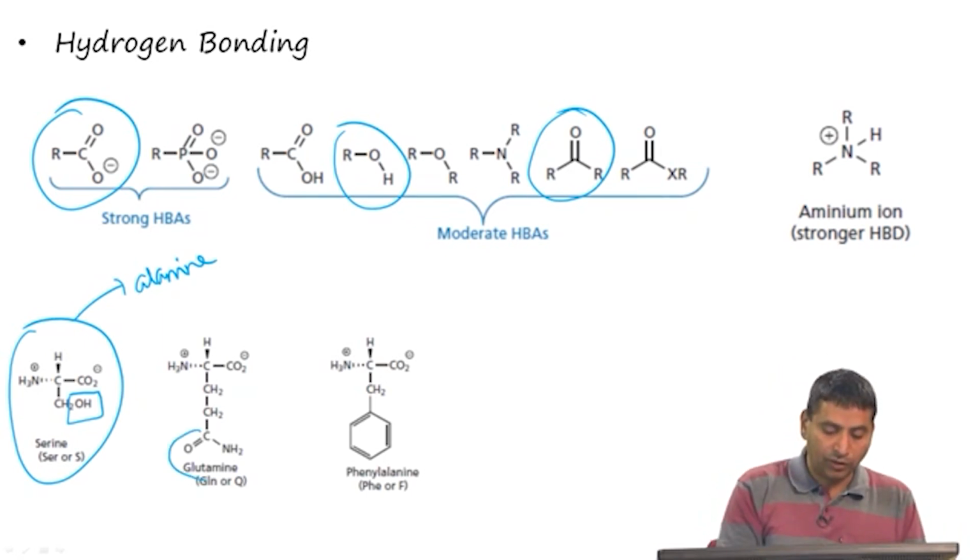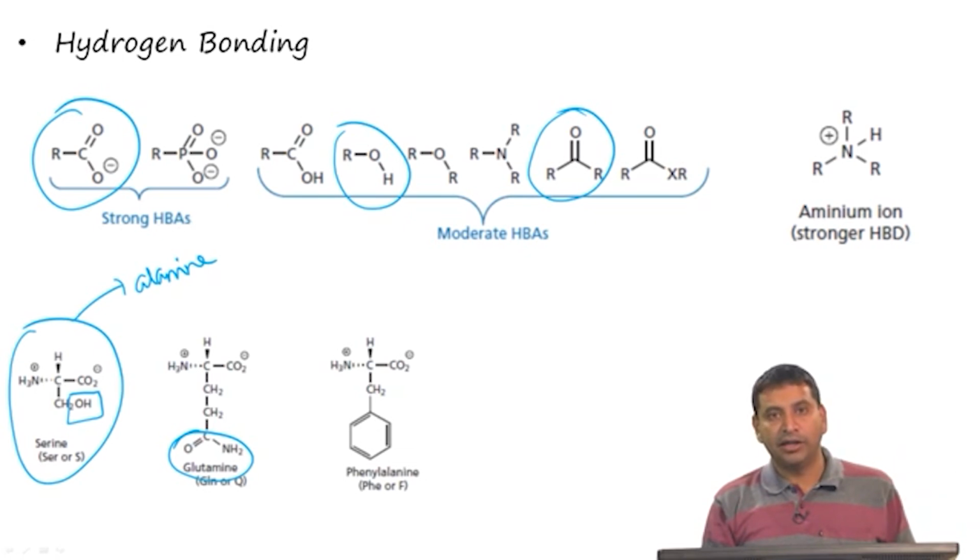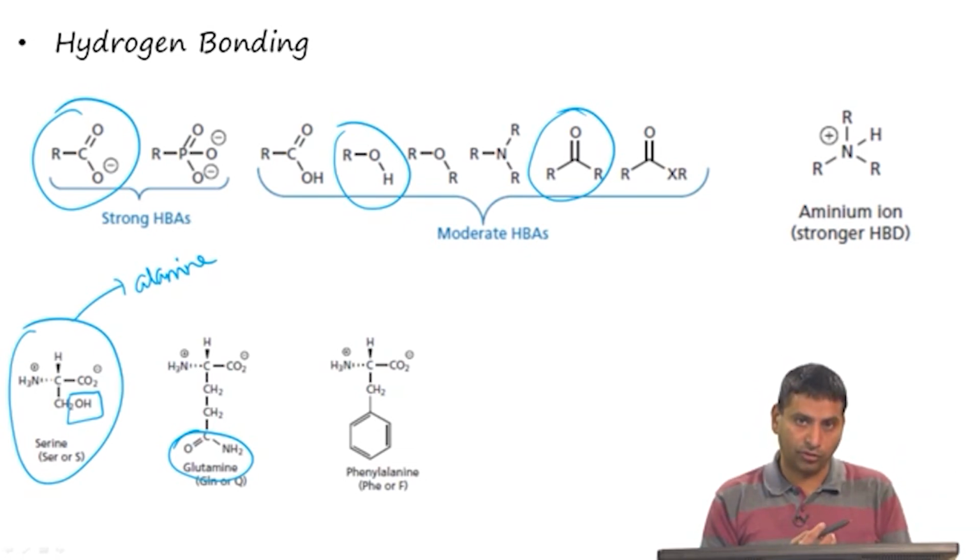In the next case, you have a glutamine. So, glutamine has an amide, and an amide, as you know, is a moderate hydrogen bond acceptor compared to a carboxylic acid. And so, in the case of an amide, if you replace this amide, let us say with a carboxylic acid, then you are increasing the binding interaction, and if that binding interaction is important, then you would find that the compound is going to bind stronger.